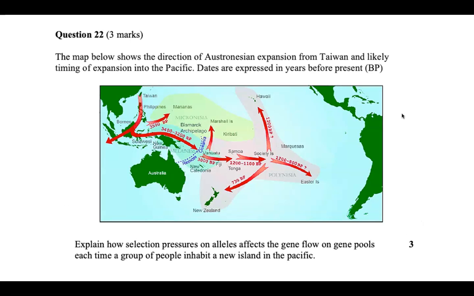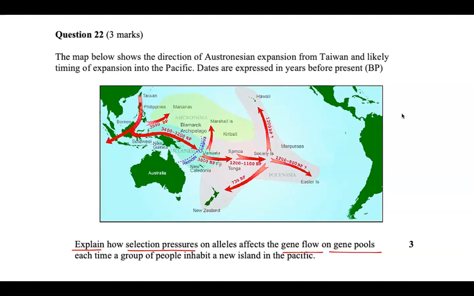Now, question 23 was this one about the migration patterns through Micronesia and Polynesia. And it shows a map of Australia out to New Zealand and all the way out to Easter Island as well. So this question had a couple of key points. One was explain selection pressures, explain gene flow, and explain gene pools, and then link them all together in a coherent sentence.